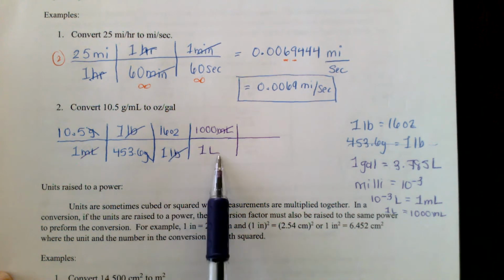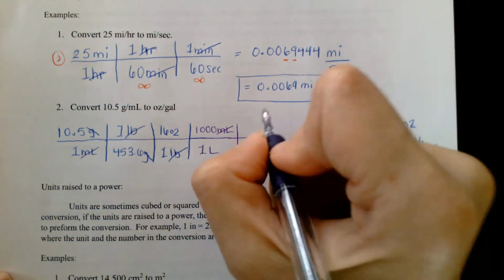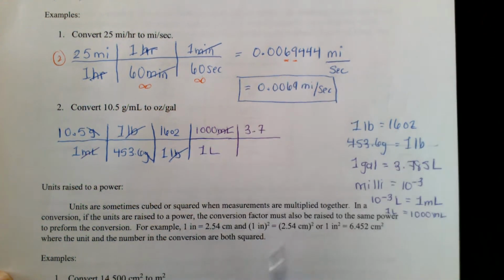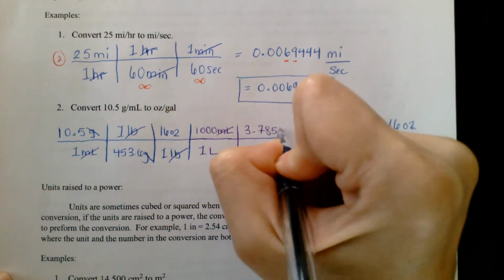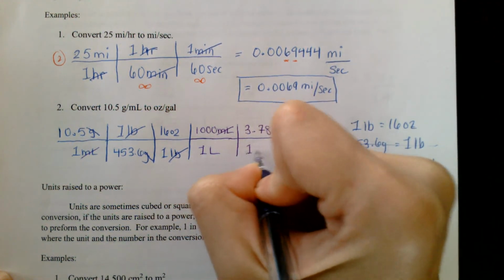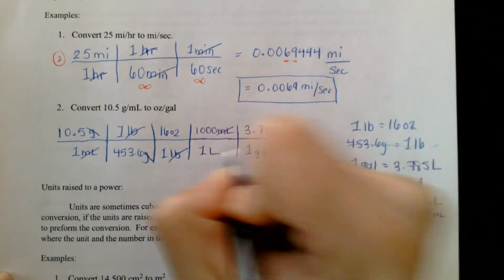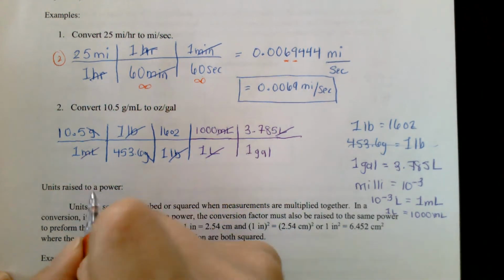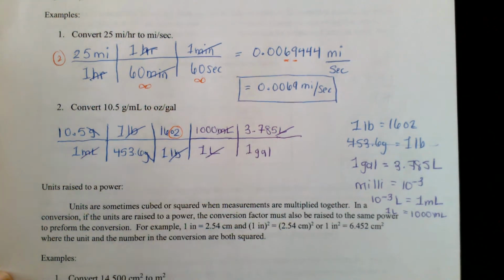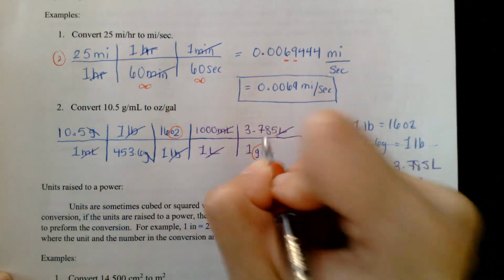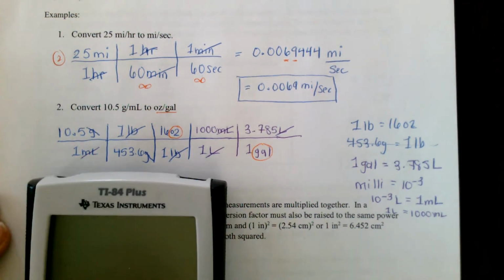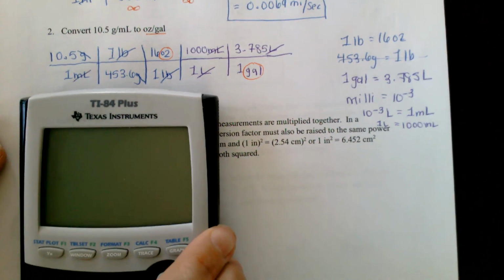So one more to get our gallons. So we're going to cancel our liters. So we're going to put our 3.785 liters. And we're going to put our 1 gallon down here. So our liters cancels with liters. So now if we look, our units that are left are ounces, and we have gallons, which is what the problem asked us for. Okay, so now it's just punching it into our calculator.